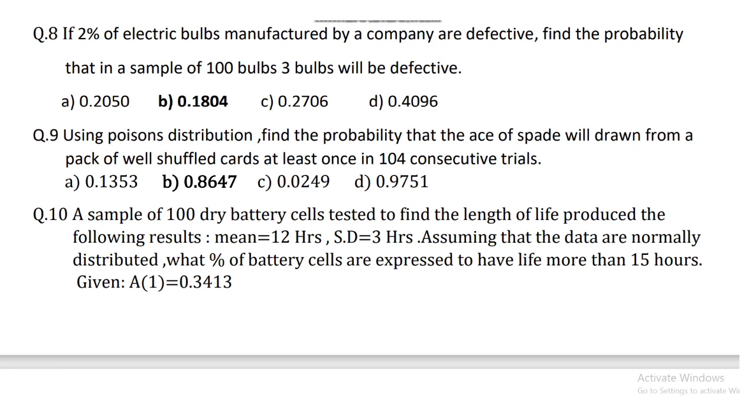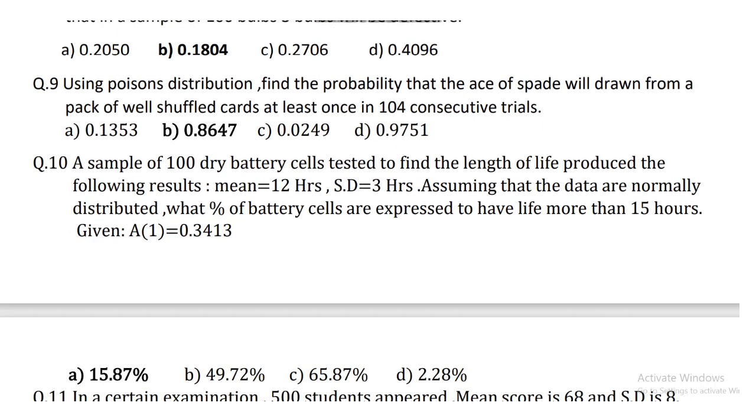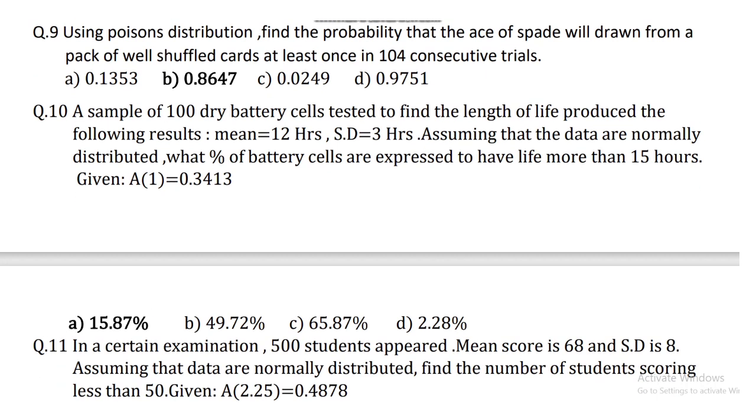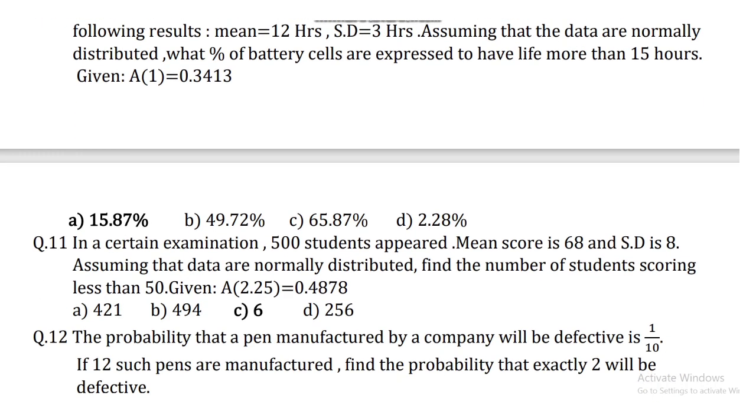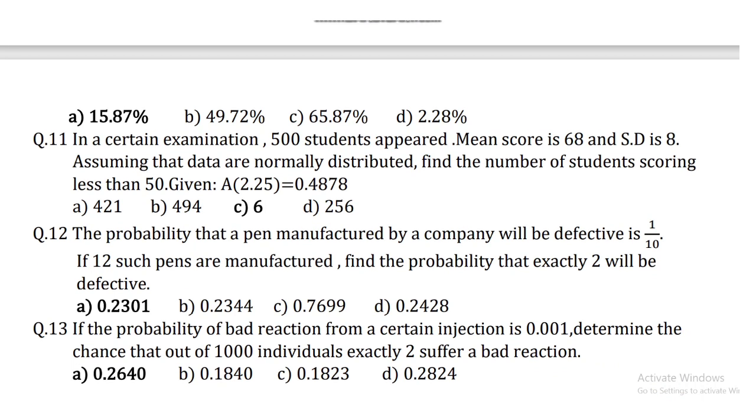A sample of 100 dry battery cells tested to find the length of life produces the following result. Mean is equal to 12 hours, SD is equal to 3 hours. Then assuming that the data are normally distributed, what percentage of battery cells are expected to have life more than 15 hours? Given A is equal to 0.3413, and the answer is 15.87 percentage.